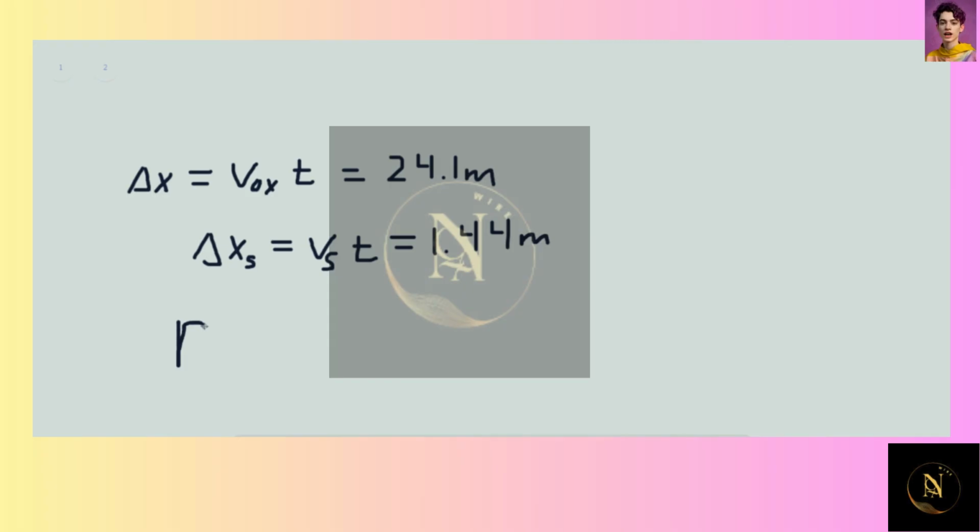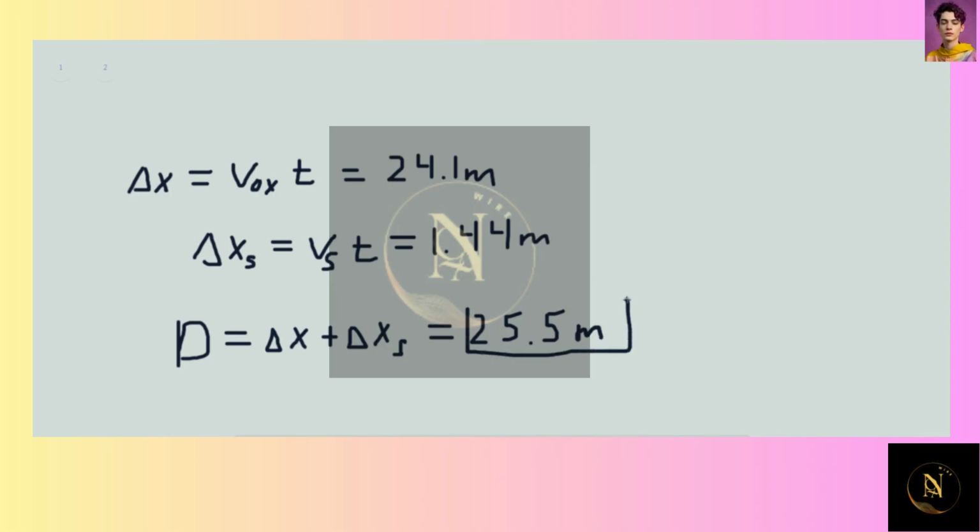So then to get the distance d, we simply add delta x to delta x sub s. We find that this comes out to equal 25.5 meters. We can box that in as our solution to the question.